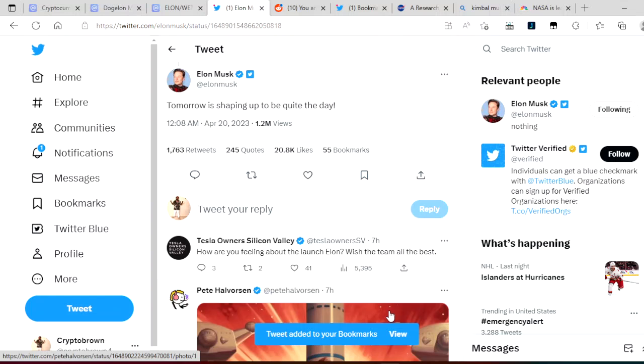Now, as you guys see, Elon Musk tweeted this yesterday. Tomorrow is shaping up to be quite the day. Now, you guys know today is the day when the Starship is supposed to launch. It's going to launch. Tesla owner Silicon Valley, they're saying, how are you feeling about the launch, Elon? Wish the team all the best.